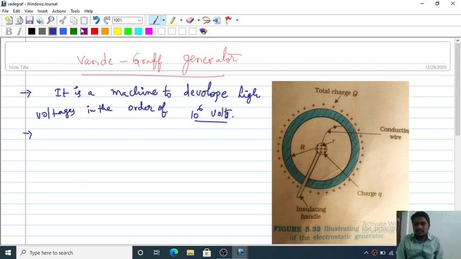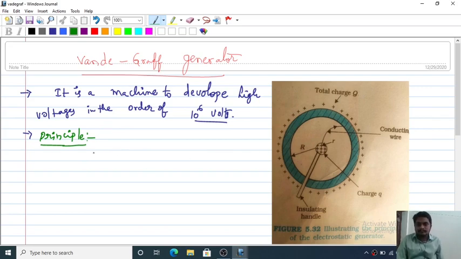Now we'll discuss the principle behind the Van de Graaff generator and its working. First I told what is the function of this Van de Graaff generator. Now we'll discuss what is the principle, how the Van de Graaff generator works to develop very high voltages. And this is the principle.